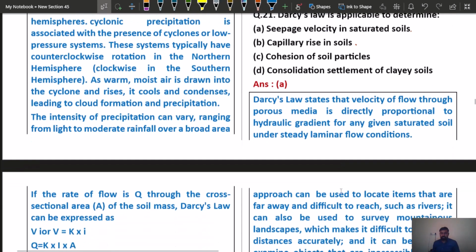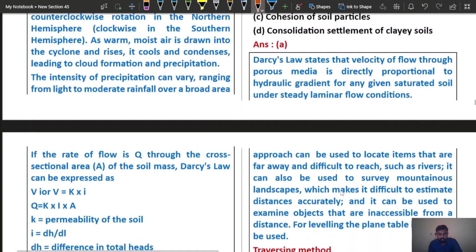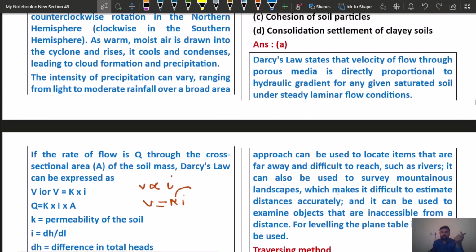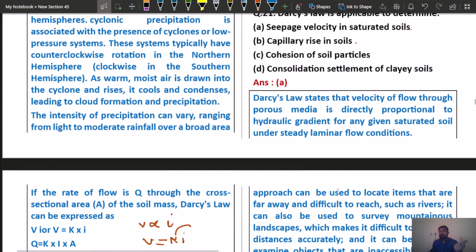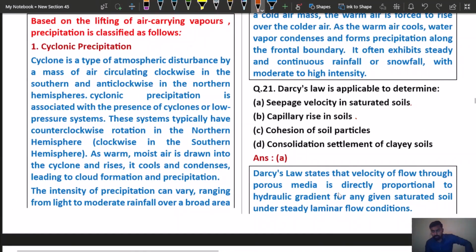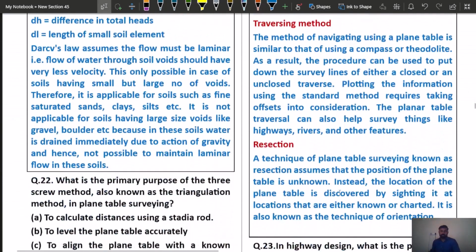Okay, in laminar flow conditions, V is directly proportional to i. So V equals Ki, where K is the permeability coefficient. So Darcy's law gives the relation between the seepage velocity of soil and the hydraulic gradient. So in this question, Darcy's law is applicable to determine the seepage velocity in saturated soil. So the correct option is A. Now proceeding to the next question.